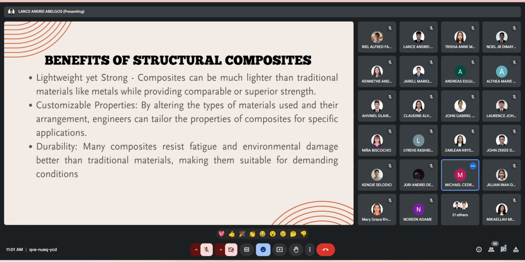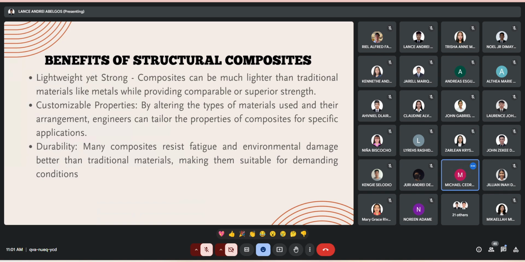it has customizable properties. By altering the type of materials used and the arrangement, its properties can be tailored for a specific application. And lastly is its durability. Most composites have high resilience against fatigue and environmental damage, making them suitable for demanding conditions better than traditional materials.